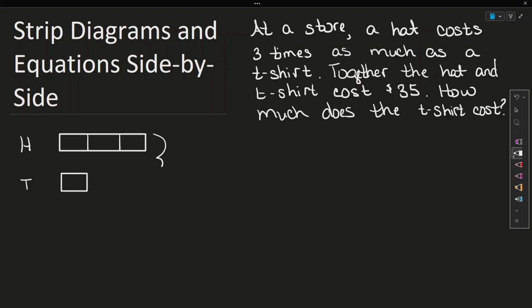Together, the hat and the t-shirt cost $35. So altogether, we have 4 equal rectangles representing $35. So if I break that into 4 equal pieces, we get 8.75. So the t-shirt costs $8.75.